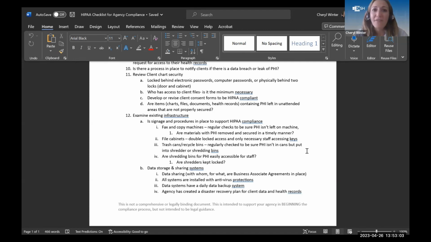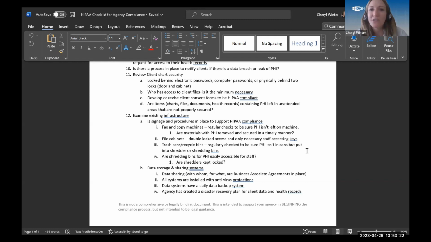Maybe you have great file cabinets and you have client charts always in their own individual file, but those file cabinets are kept with the key in it. So it's not locked because the key is right there. That was a process intended to make it easily accessible for staff, but that's not going to be considered HIPAA compliant.